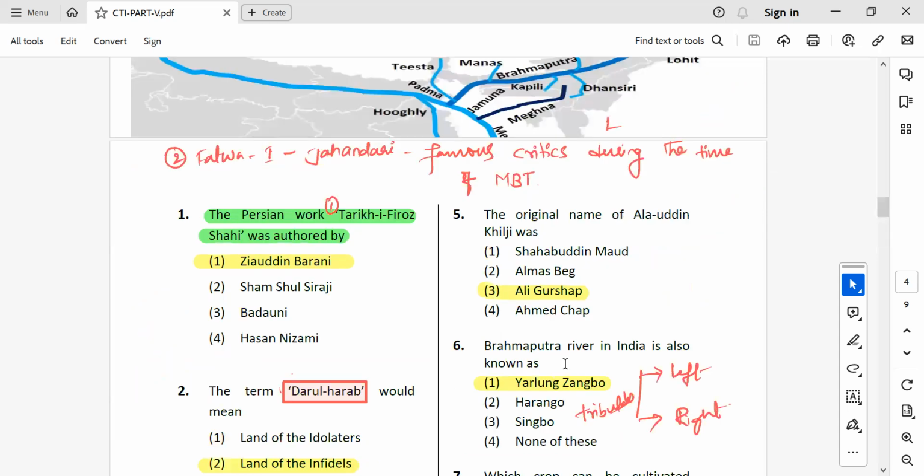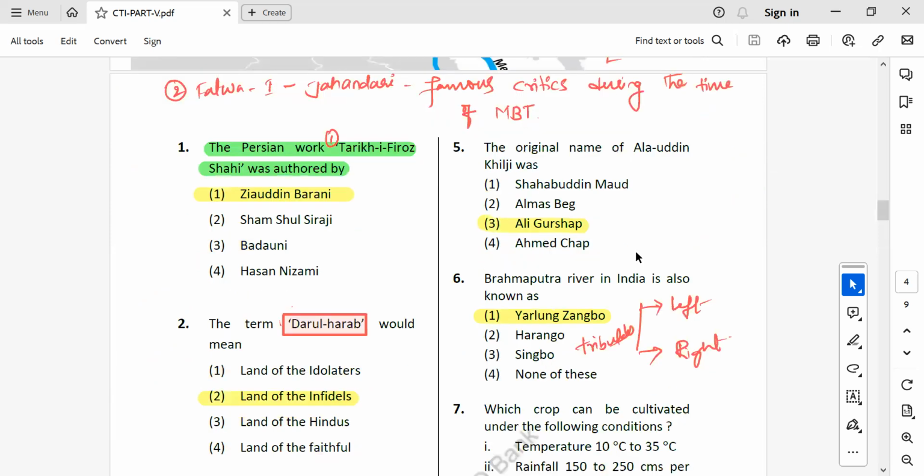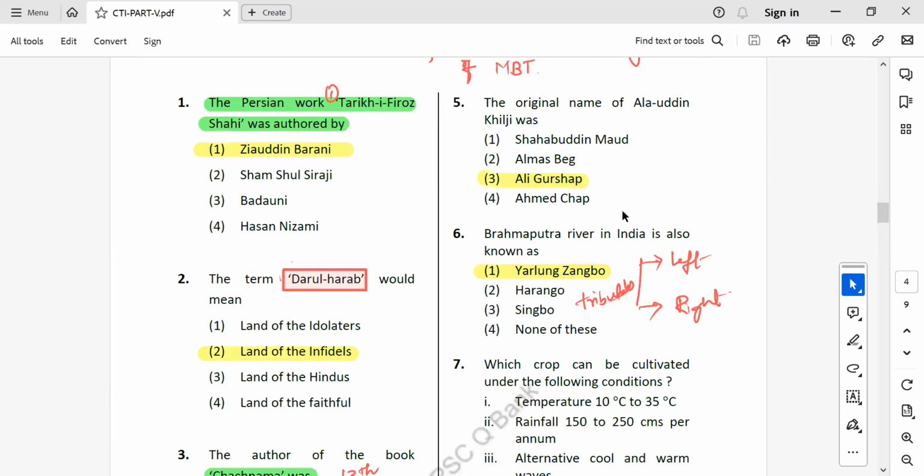Then, the original name of Alauddin Khilji. Just remember, this is not that important. Ali Gurshap is his original name. We don't think they may repeat it, but if they repeat it, then remember it.